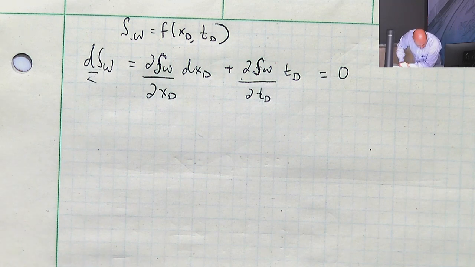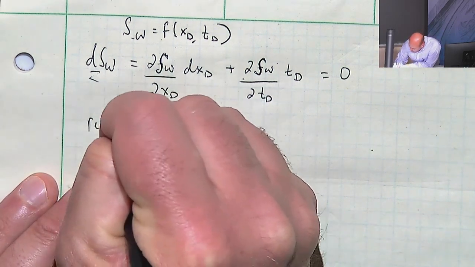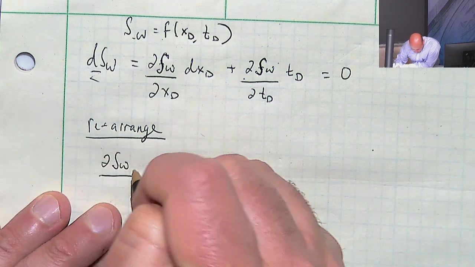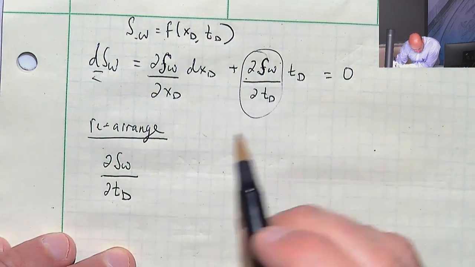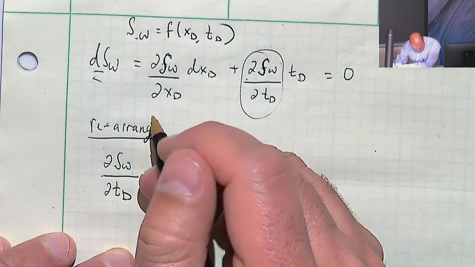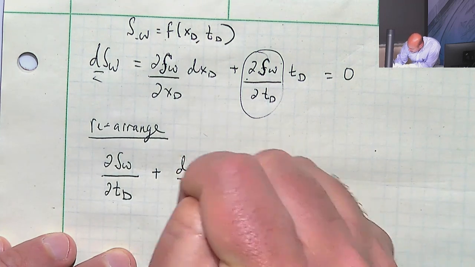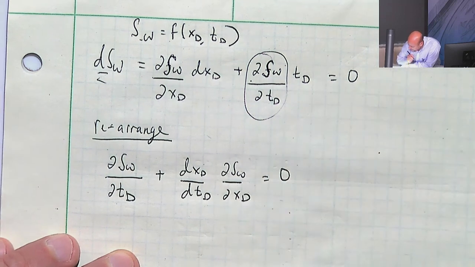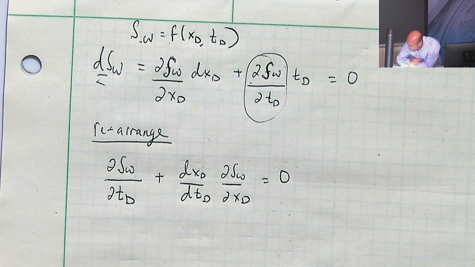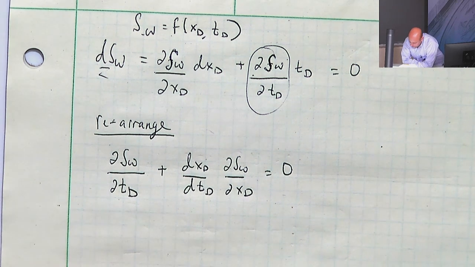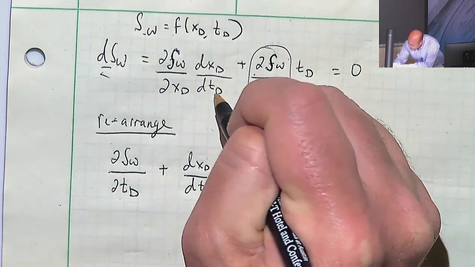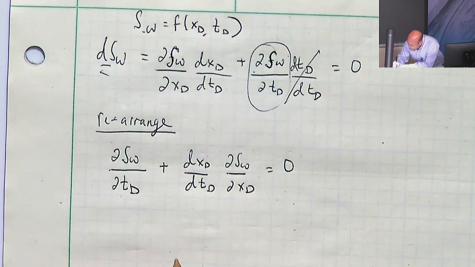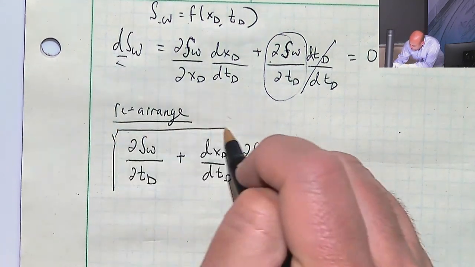And now what I can do is rearrange this a little bit. I'll say that the partial of SW with respect to TD, that's this guy right here, plus dXD/dTD times the partial of SW with respect to XD is equal to zero. What did I do there? All I did was divide through by dTD. This was a dTD right there, right? So that cancels, and now I'm left with this equation. Everybody see how I got that?